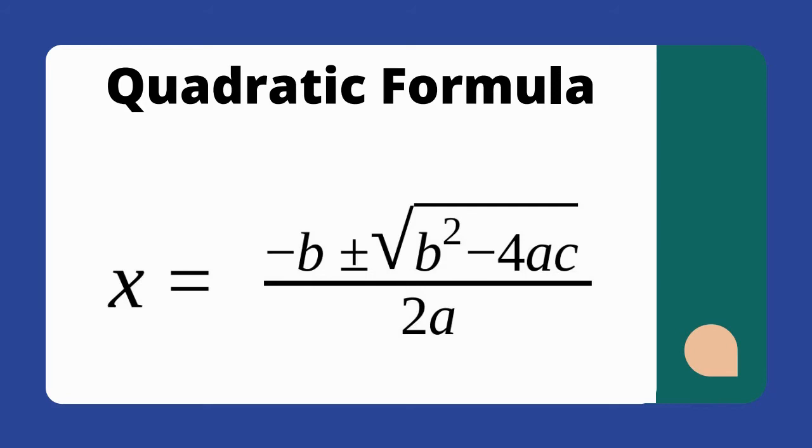So you might be wondering, what is the quadratic formula? And here it is. The quadratic formula is x, which is our solution, equals negative b plus or minus the square root of b squared minus 4ac all over 2a. We'll get into where we get all of these different variables from later on in the video.